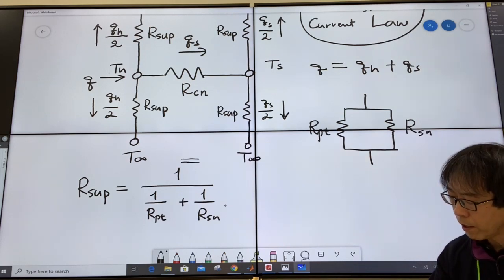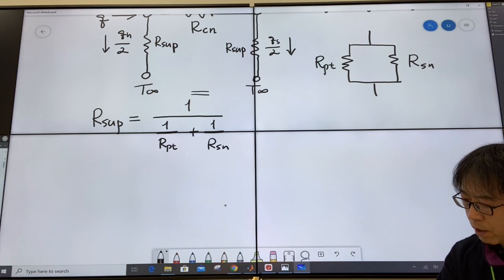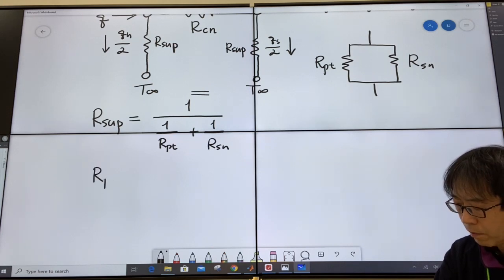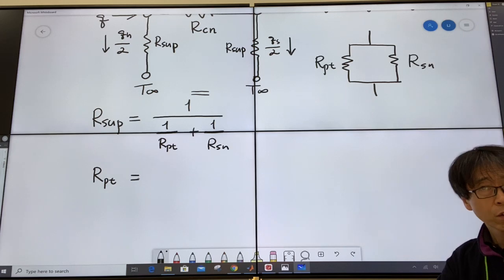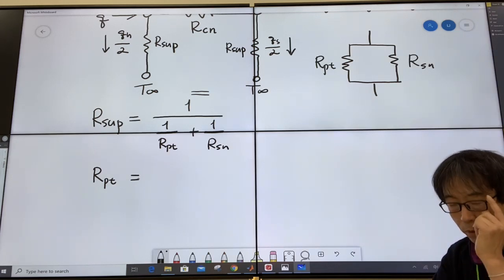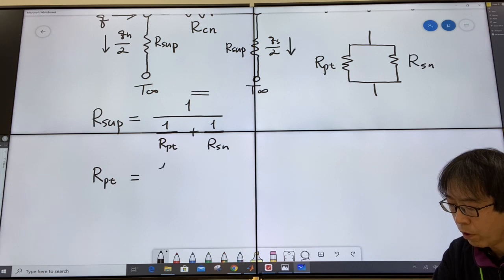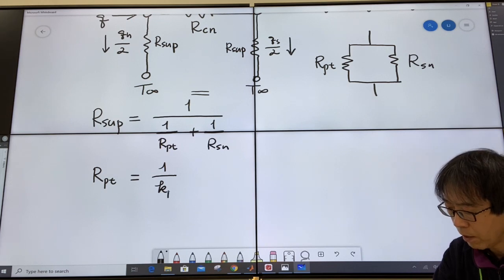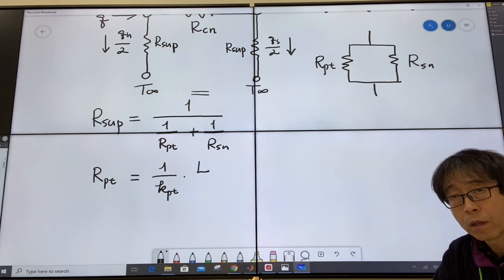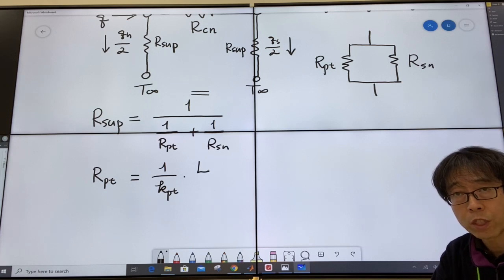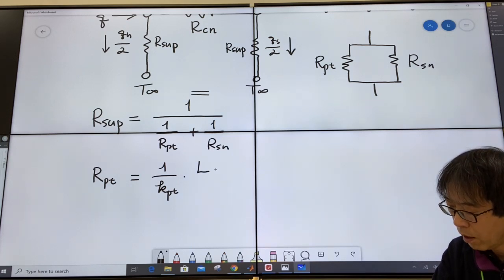So what is the thermal resistance of platinum? Well, how does it look? If you think about your previous idea, it will be 1 over the thermal conductivity of platinum, and proportional to the length. The longer the length you have, the larger the thermal resistance you have. Right? Like the same way, the longer the length, the larger the electrical resistance you will have anyway. So what is this length?